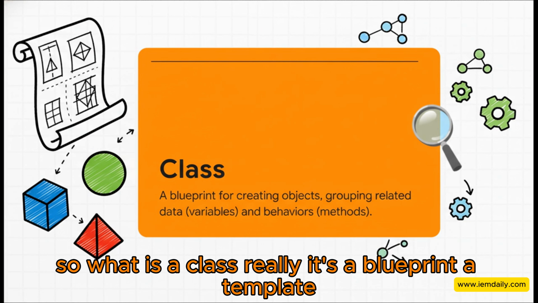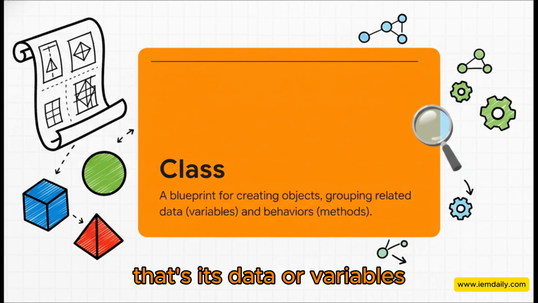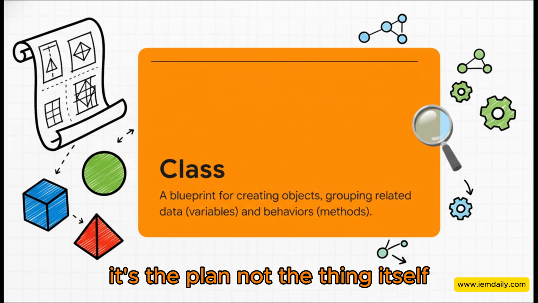So what is a class, really? It's a blueprint, a template. It's the master plan that defines what something will know, that's its data or variables, and what it can do, those are its behaviors or methods. It's the plan, not the thing itself.